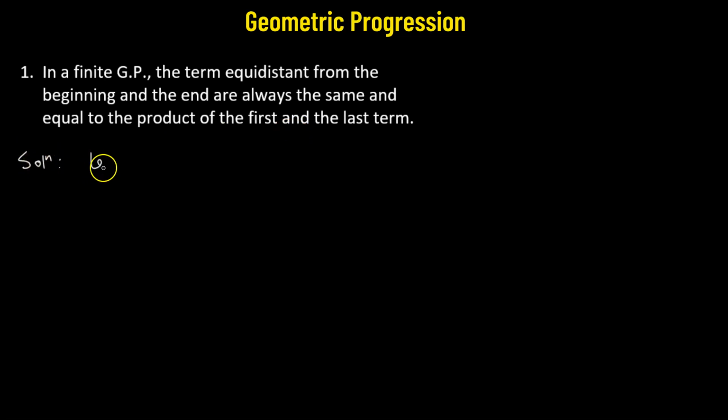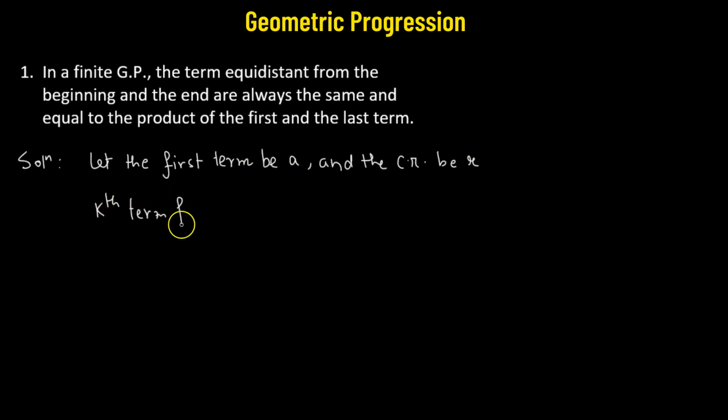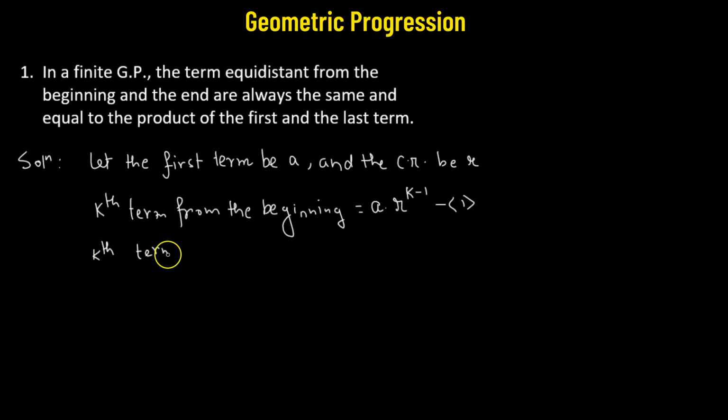Let the first term be represented by the letter a in lowercase and the common ratio be r. Now we will consider, let's say, the kth term from the beginning of the geometric progression. This will be equal to the first term times the common ratio raised to the power of, since it's the kth term, k minus 1. So let this be equation number 1. Then we're going to consider the kth term from the end. So this is the term which is equidistant from the beginning as well as the end.